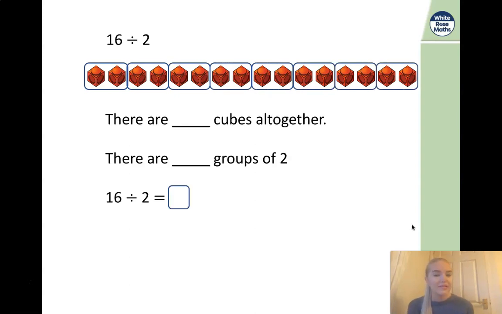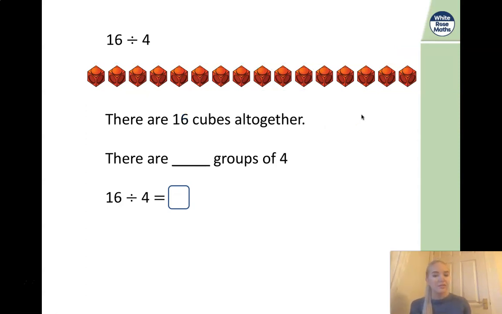I then have some stem sentences that I need to fill out to help me find the answer to 16 divided by 2. So there are something cubes altogether. How many cubes did I start with? We started with 16 cubes. Well done. Now, there are something groups of 2. We put them into groups of 2, but how many groups of 2 did we find? I can count them. I've got 1 group, 2 groups, 3, 4, 5, 6, 7 groups, 8 groups of 2. Fantastic. So, 16 divided by 2 must be 8.